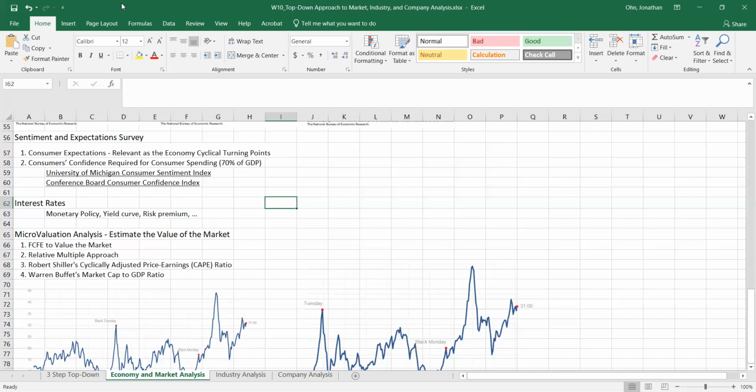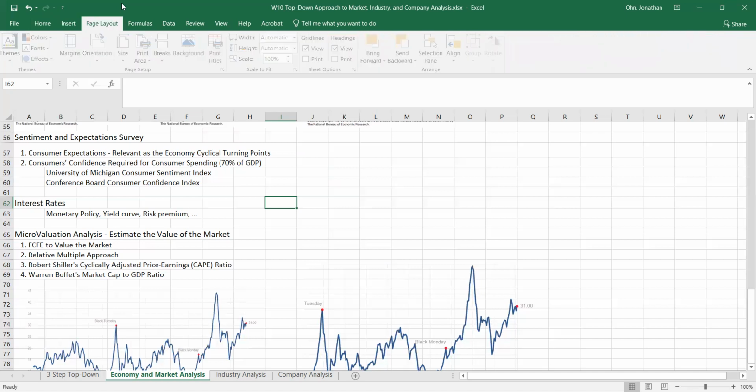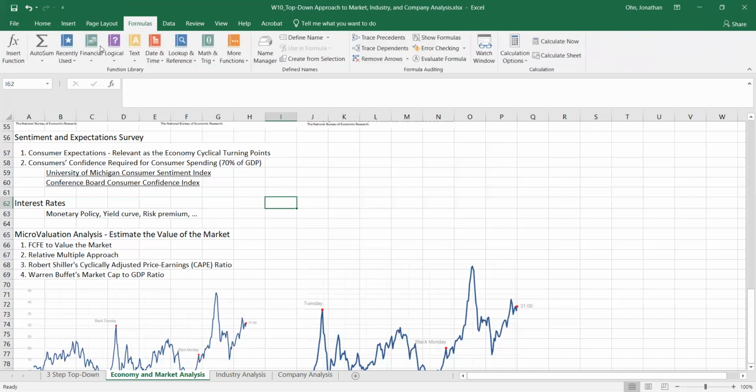But the other two very famous approaches, in the category of macro valuation, are Robert Shiller's cyclically adjusted price earnings, the CAPE ratio, and Warren Buffett's total market capitalization to GDP ratio. Those two are the most widely used and famous indicators. So it gives you an important idea about the overall market, right?